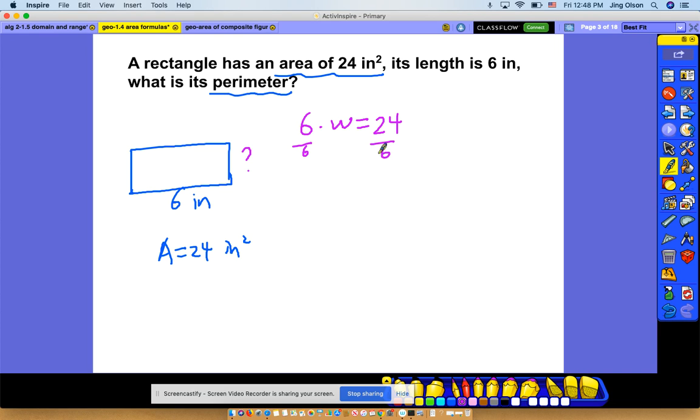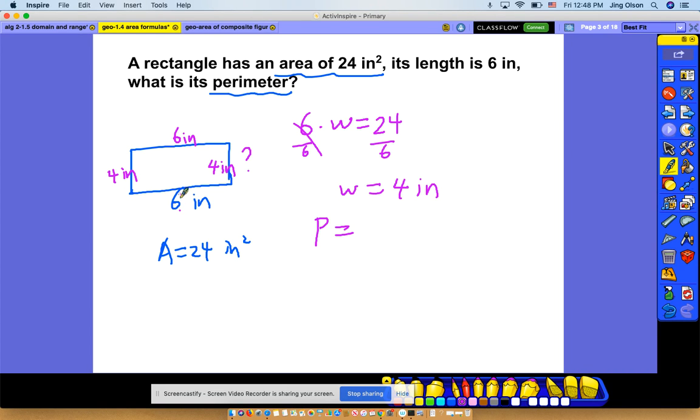So the width will be 24 divided by 6, which is 4 inches. Okay, so the width is 4 inches. 6 times 4 is 24. And then we're looking for the perimeter. Perimeter is adding all the 4 sides up. So 6 plus 4 plus 6 plus 4.